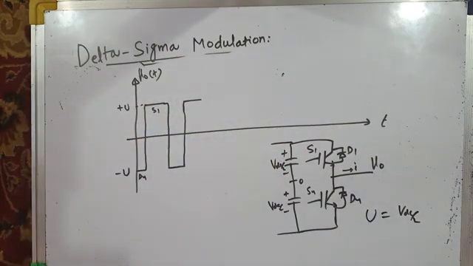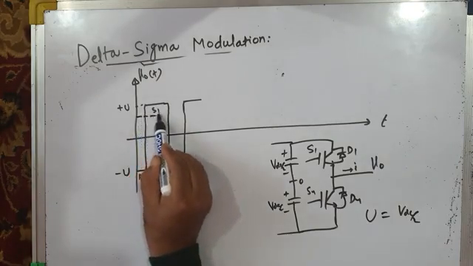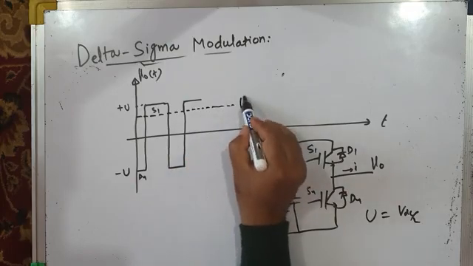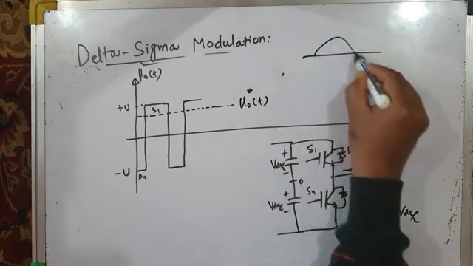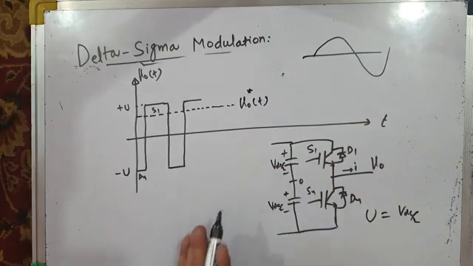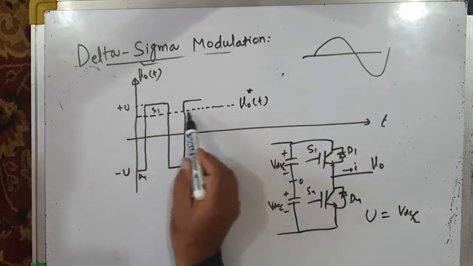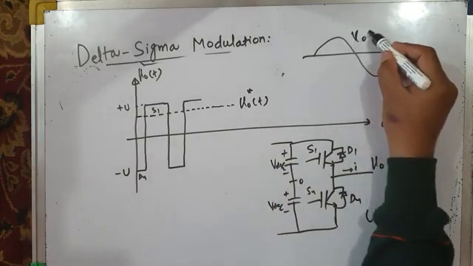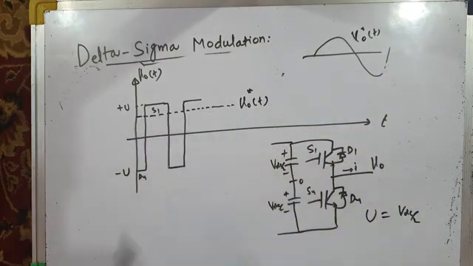But my actual voltage, I would like to have it like this. I mean reference voltage. This is my reference voltage, V naught star T. My reference voltage is basically sinusoidal. If I take one cycle, with a switching frequency of 10 or 20 kilohertz, one cycle will look almost constant. So this is my reference voltage, V naught star T. I am taking just one cycle of this, so it is constant.